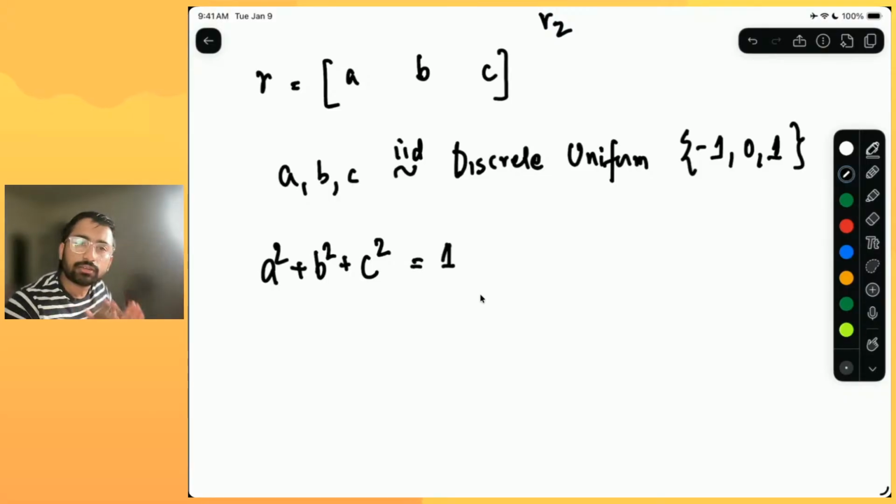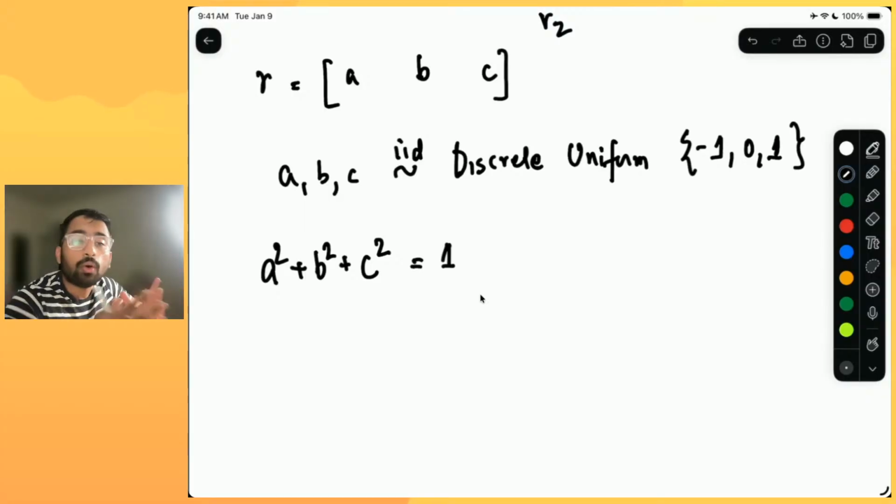So let's first try to understand this norm is equal to 1 condition. If a, b, c are randomly taking values among 1, -1, and 0, then what are the possibilities of a, b, and c?